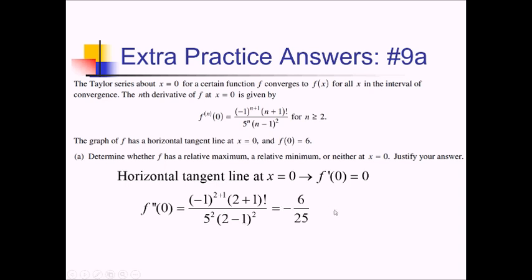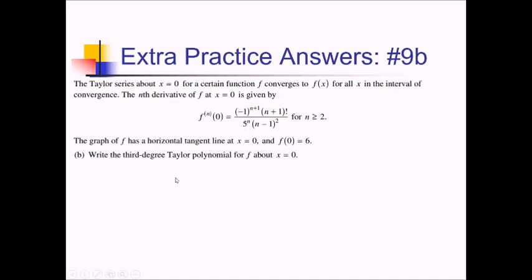Now the important piece of this is that this whole thing is negative. Since our second derivative is negative and the first derivative is 0, we've got the extrema on a concave down curve. We're at the top of the frown, which means that f has a relative max at x equals 0.